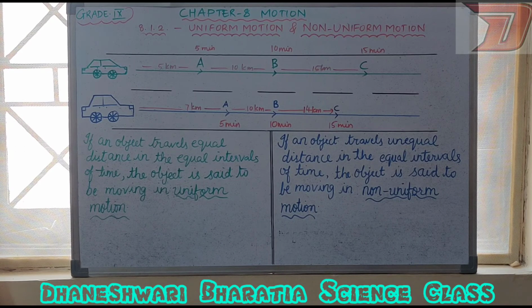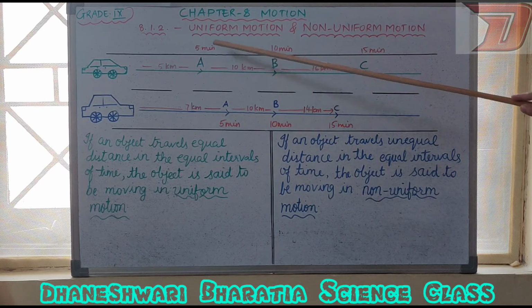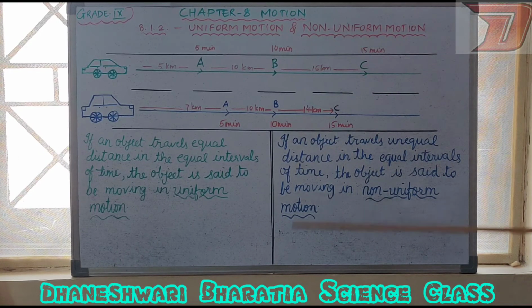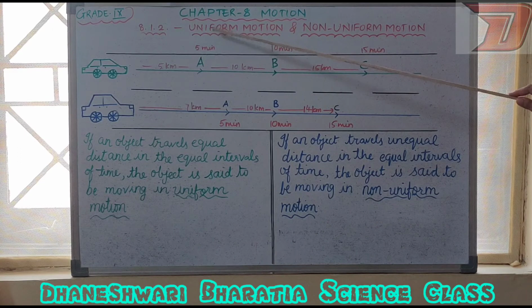Fine. So let us begin with the subunit 8.1.2, that is uniform and non-uniform motion. Now these two terms you have already heard in our chemistry lesson number 2, isn't it? When we have done the discussion about homogeneous and heterogeneous mixtures and their composition, right? So uniform means which is same throughout, and non-uniform means which is not same throughout, right?